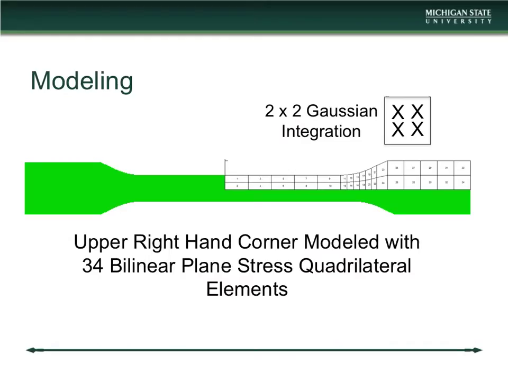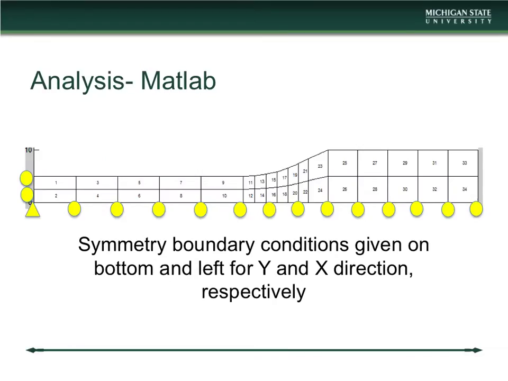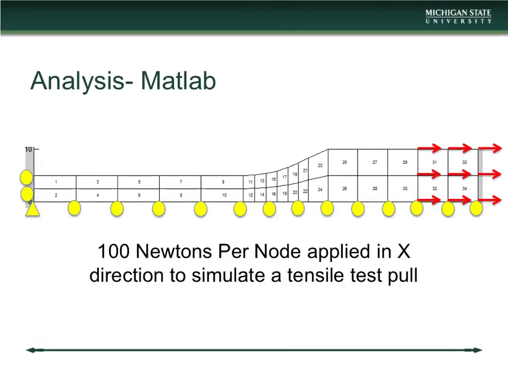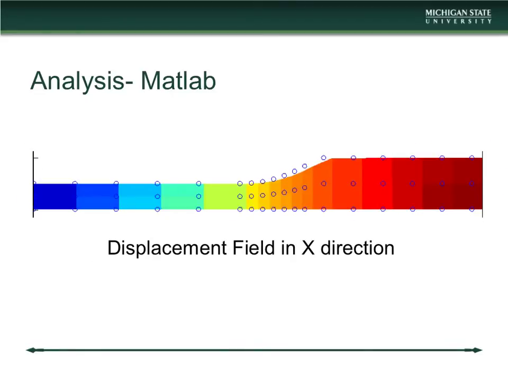So for our modeling, we chose to just look at the upper right hand corner of our tensile bar. We used 34 bilinear plane stress quadrilateral elements with 2x2 Gaussian integration. We used symmetry boundary conditions for the bottom and left hand side where they were fixed in the Y and X direction respectively. And we applied 100 newtons per node over 9 nodes in the positive X direction to simulate a tensile test pull. This gave us the correct displacement field in the X direction.